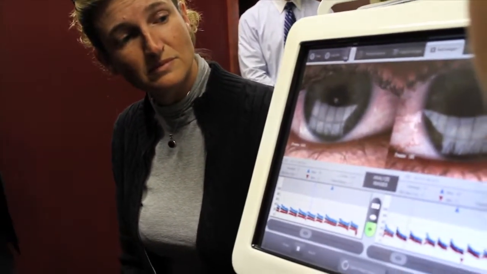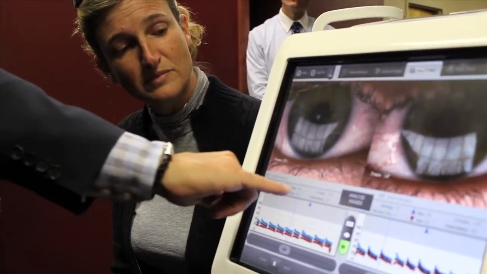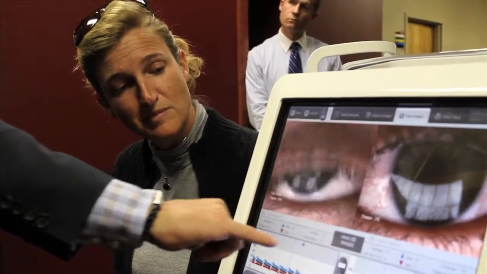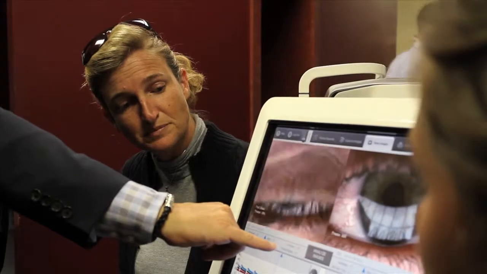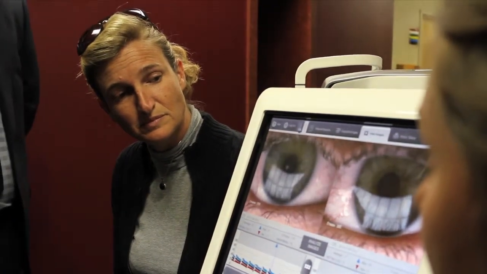Okay, so what this allows us to do is actually look at Joy's right and left eye here, and it's going to measure the quantity of lipid, and also is going to show partial blinks. So when we look in this eye right here, we see partial blinks 1 out of 8. So in that 20 seconds that the test took, she blinked 8 times. 1 of those was a partial blink.